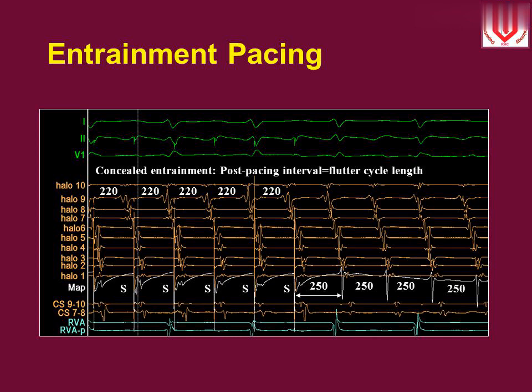Entrainment pacing. Concealed entrainment, post-pacing interval equals flutter cycle length.